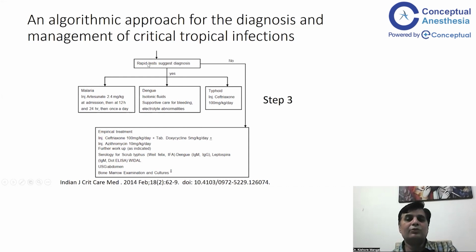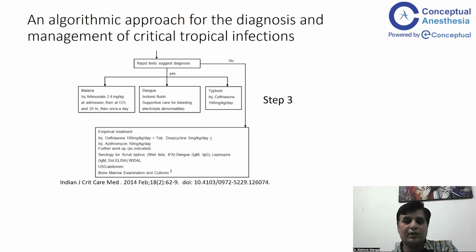But if there are no rapid tests which are positive, then you have to start a broad spectrum treatment, which will include ceftriaxone, doxycycline, and plus minus azithromycin, depending on the seriousness of the case. You will go for further workup, which includes advanced tests like ELISA test, serology for scrub typhus, leptospira, Vidal test, and you will also perform USG abdomen, and if required, then you may go for a bone marrow examination and culture. So this is the algorithmic approach for the critical tropical infection.